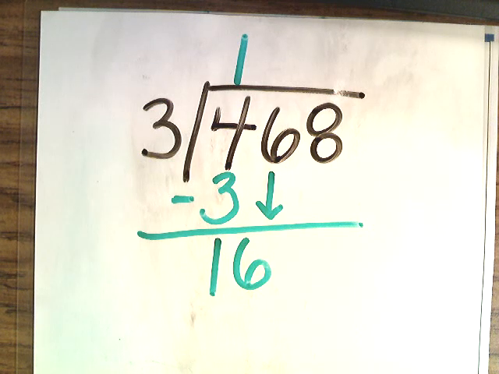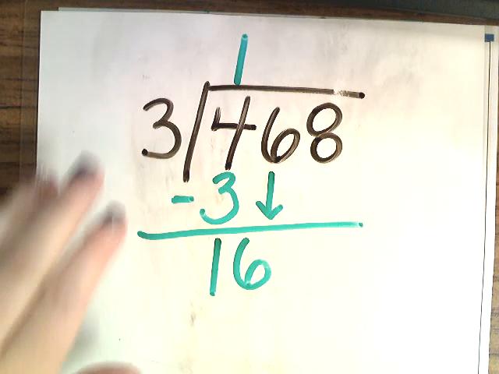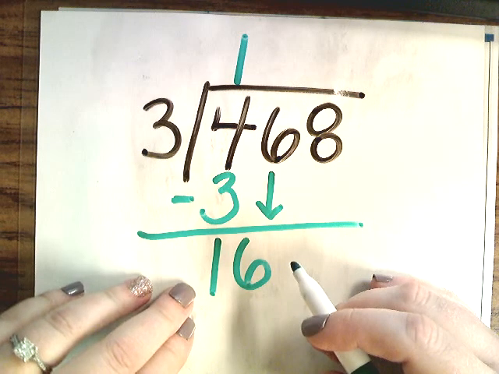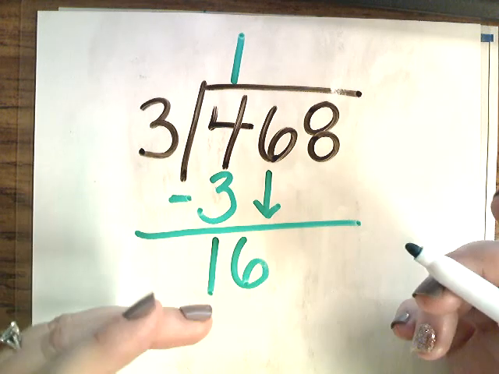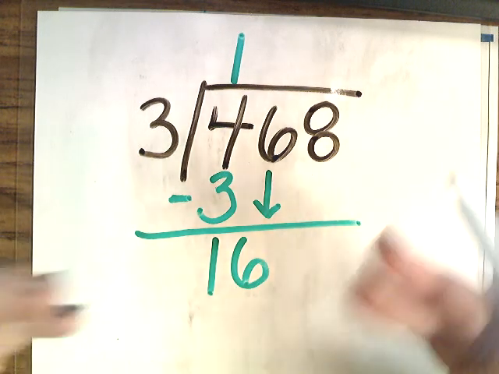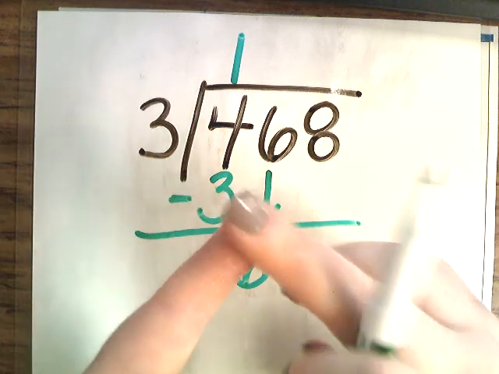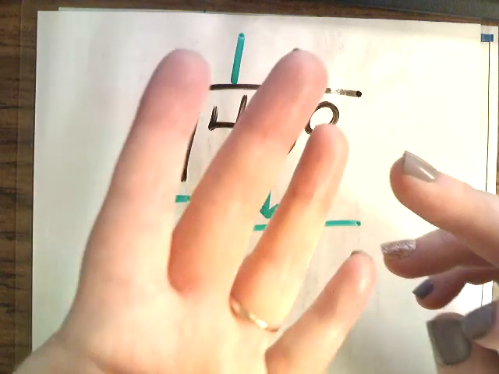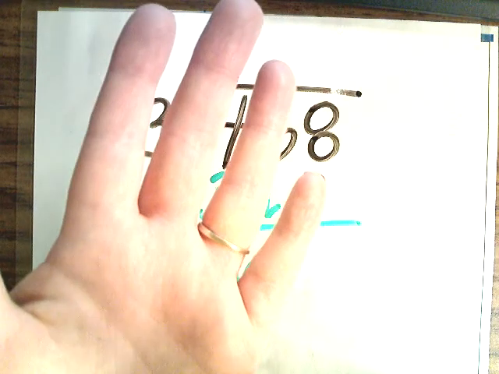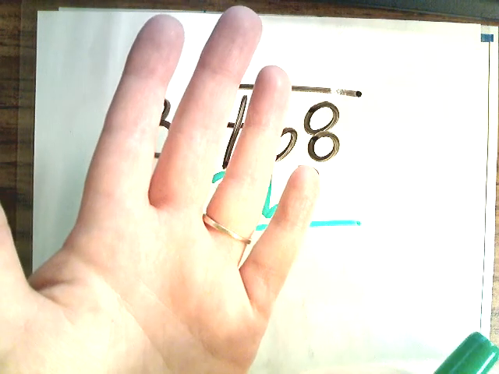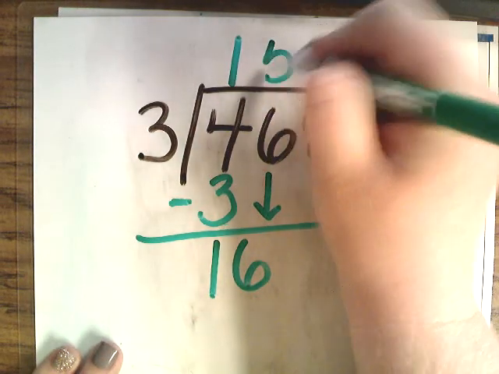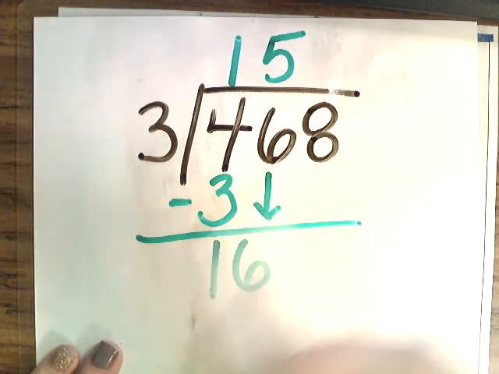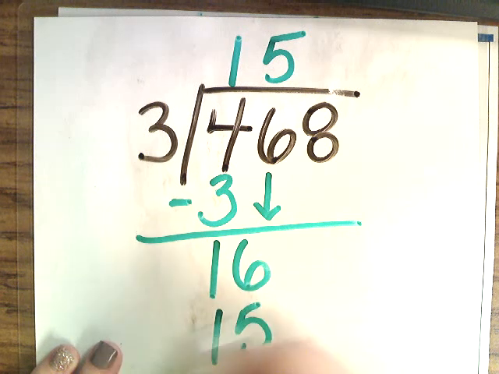Now we're working with the number 16. So we have 3. How many times does 3 fit into 16? How many groups of 3 are in 16? So if we count by 3s, we want to get close to 16 but not go over it, okay? So we have 3, 6, 9, 12, 15, 18. That's too much, so we got to take that one away. So we have 15 here, okay? So it fits 5 times. So we're going to put the 5 over here. 5 times 3 is 15.